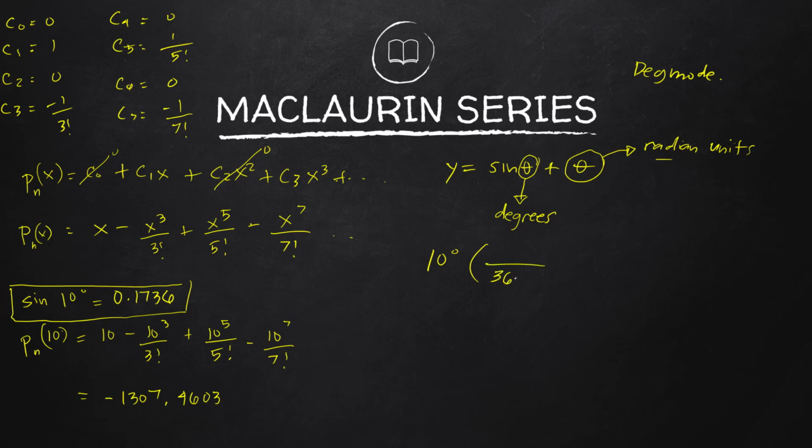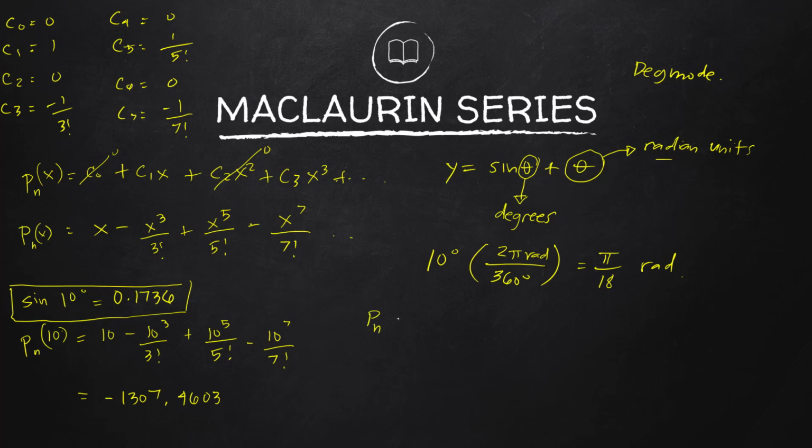So 360 degrees is equal to 2 pi radians. What is this equal to? What I do here is I isolate yung pi para hindi siya maging decimal, para maging fraction pa rin. 10 degrees times 2 divided by 360 is equal to 1 over 18. So that is equal to pi over 18 radian. So we can now use this to solve for the value of our function using our approximating function.